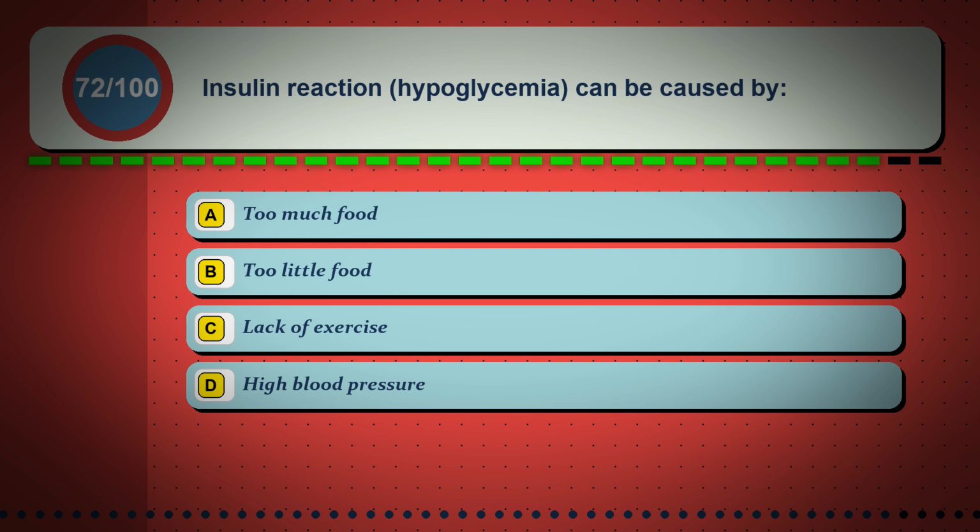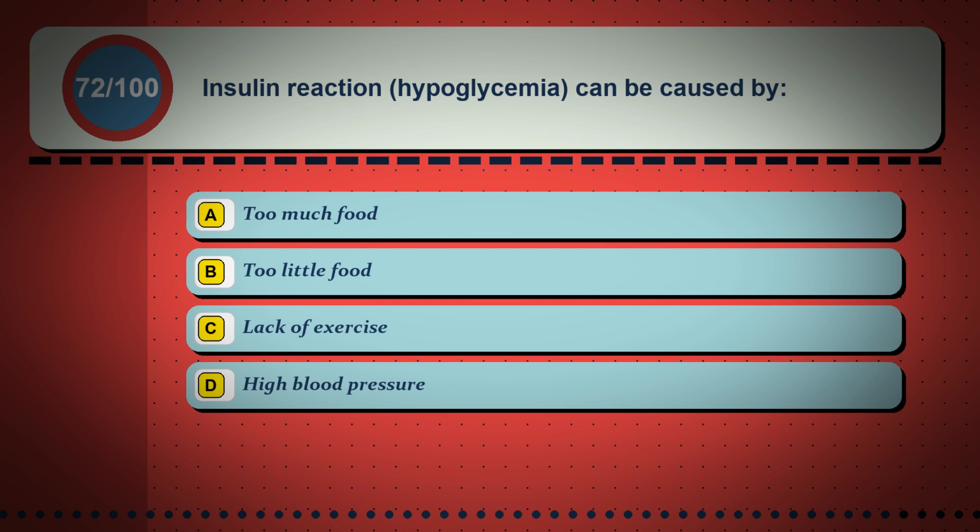Question 72. Insulin reaction, hypoglycemia, can be caused by: Option A, too much food. Option B, too little food. Option C, lack of exercise. Option D, high blood pressure.